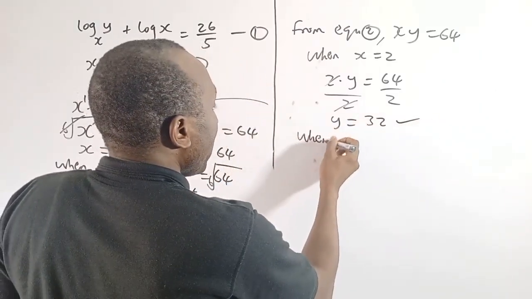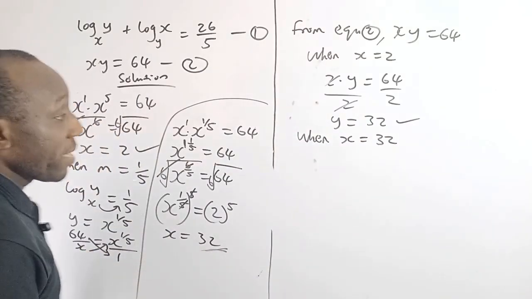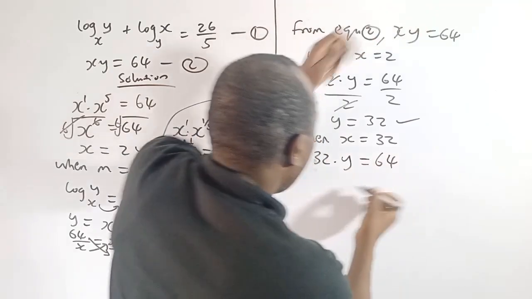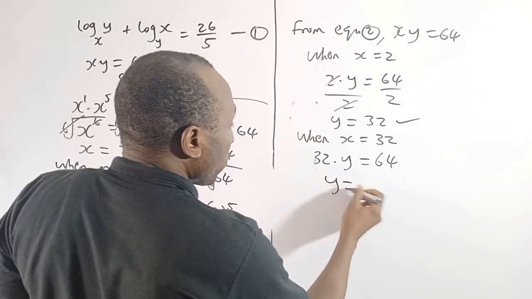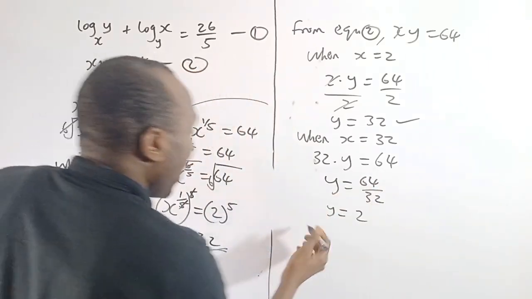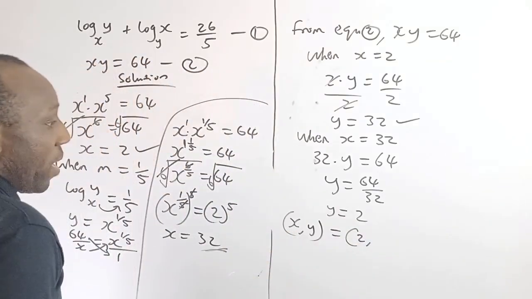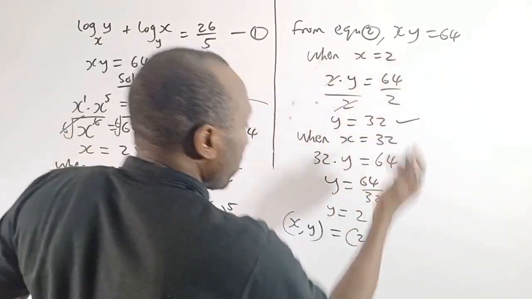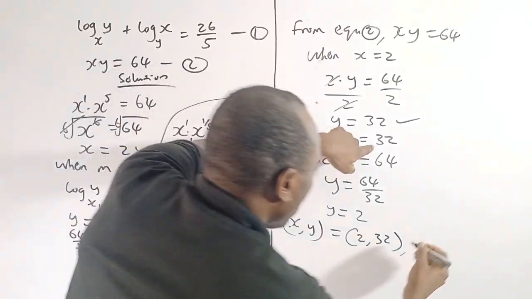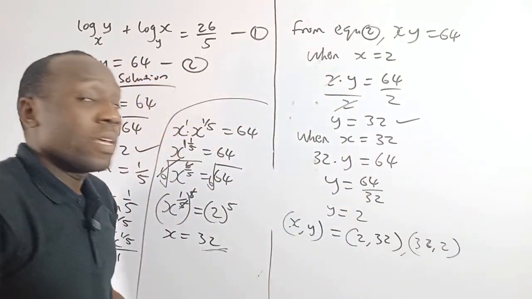Now, when x is equal to 32, the other value of x here, let's get the value of y. Again, 32 times y is equal to 64. Divide both sides by 32, and you have that y is equal to 64 over 32, and y is equal to 2. So together we have that when x is 2, y is 32. And when x is 32, y is 2. So this is the solution to the equation.